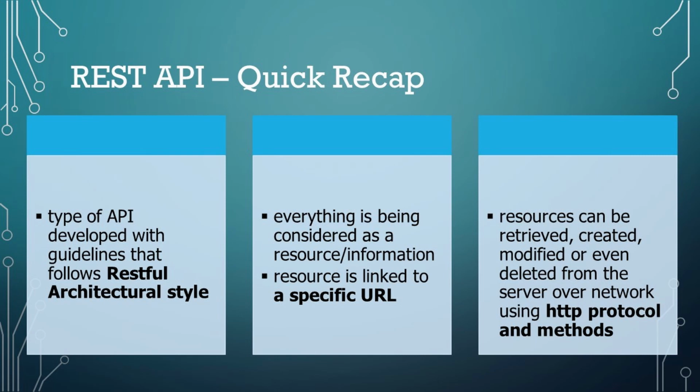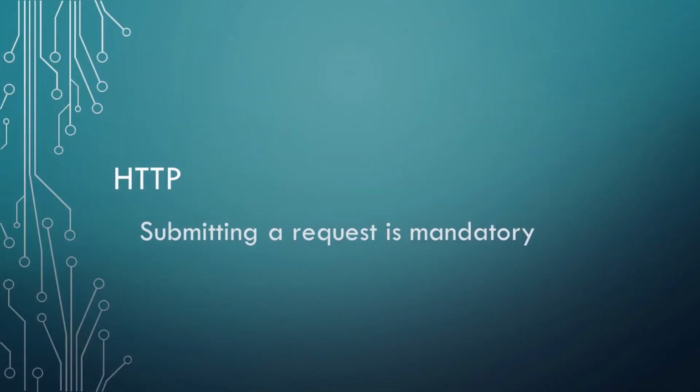We also learned that in a REST API everything is considered a resource, and resources can be retrieved, created, modified or even deleted from the server over the network using HTTP protocol and methods. Each resource is linked to a specific URL, and we can call each URL a request, because submitting a request is mandatory to either retrieve or modify the resources. The data sent back by the server to you is called a response.